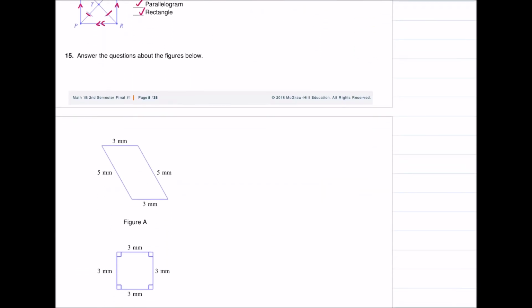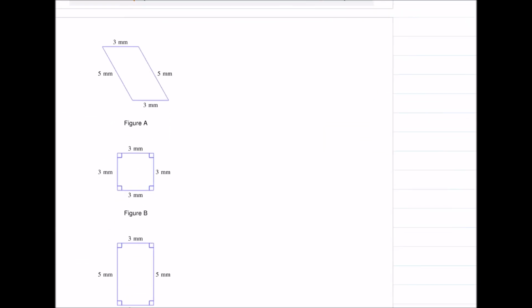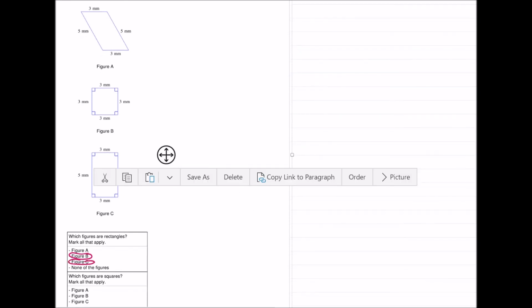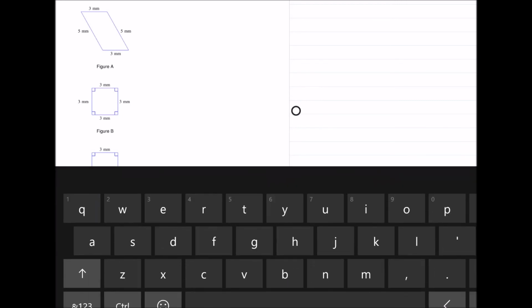Number 15, answer the questions about the figure below. Okay, so they give us 3 figures. In question number 1, which figures are rectangles? So a rectangle is a parallelogram with 90 degree angles, then that will be figure B and figure C. That is a rectangle. Which one is a square? A square is a rectangle with all equal sides, which is B.